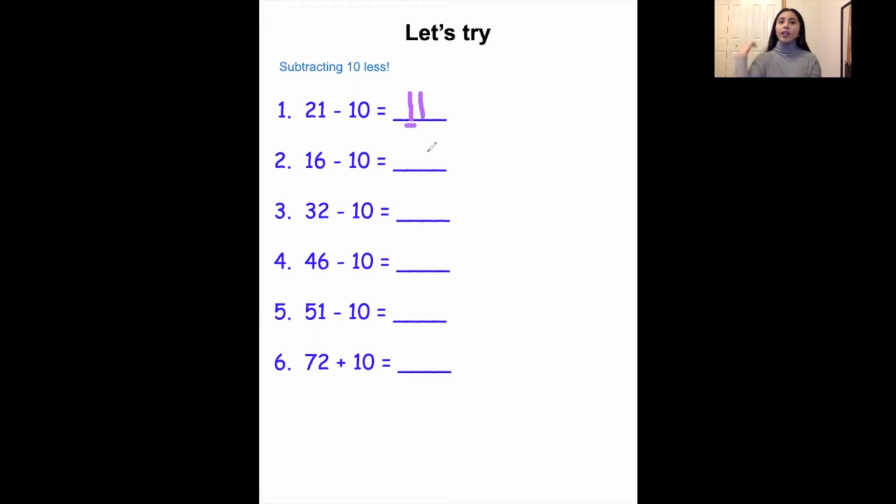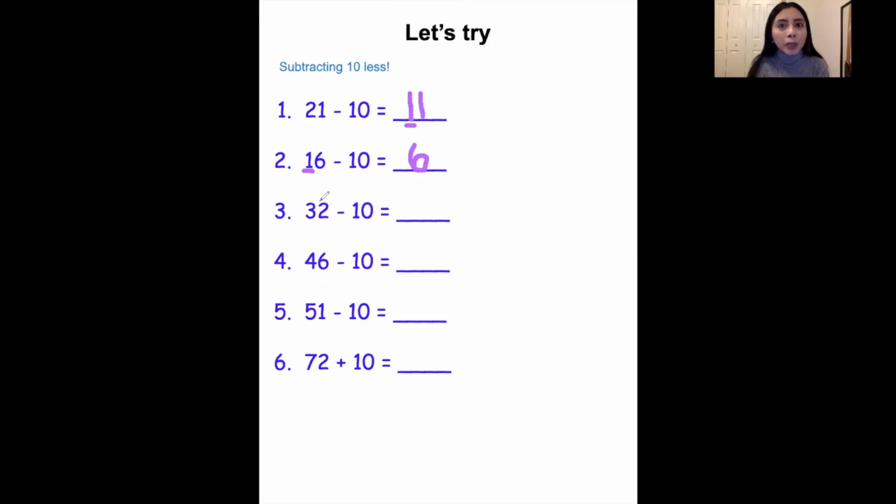Now let's look at the next one. 16 minus 10. Hipsters, what do we have to look at? That's right, we have to look at just our tens place and take away 1. Let's not get tricked on this one. 1 minus 1 is 0. So I don't even have to write that 0 down. And now I still have my ones place that didn't change. It didn't go away. So 16 minus 10 is 6. Great, let's look at the next one.